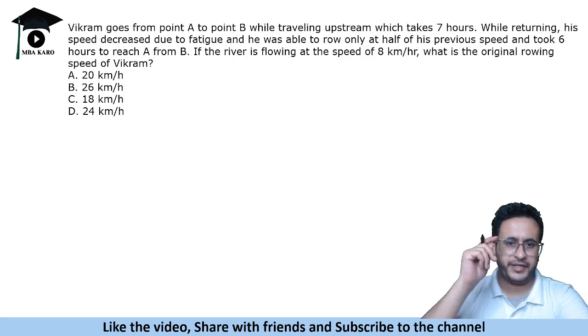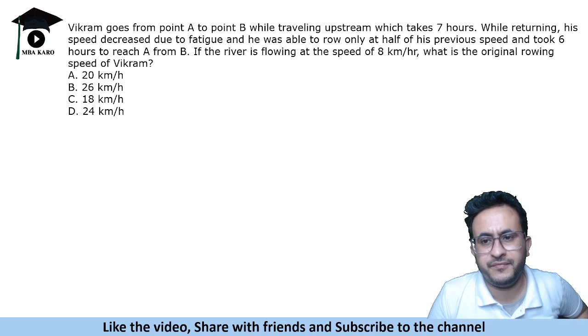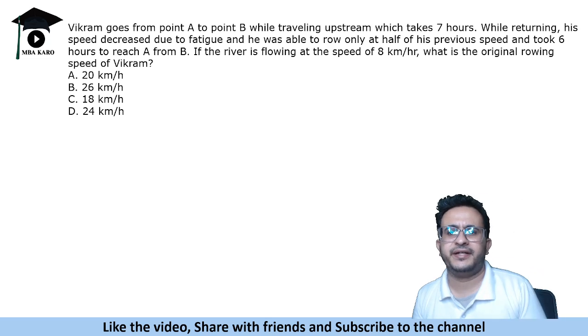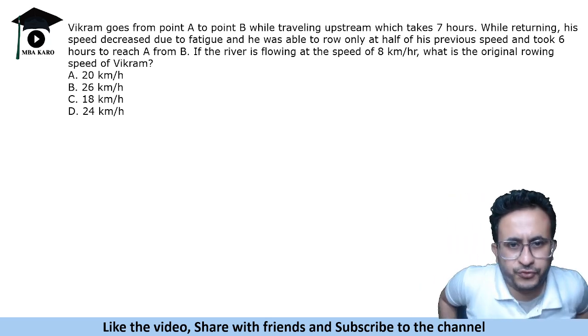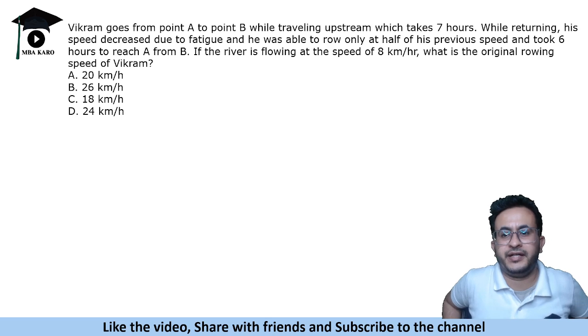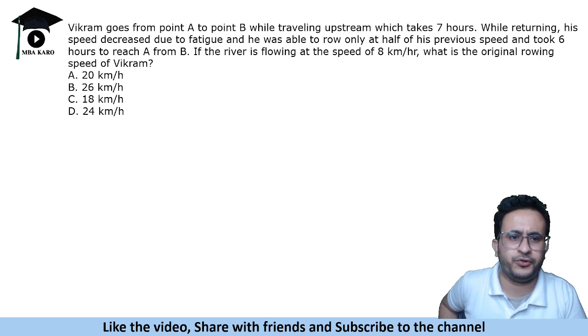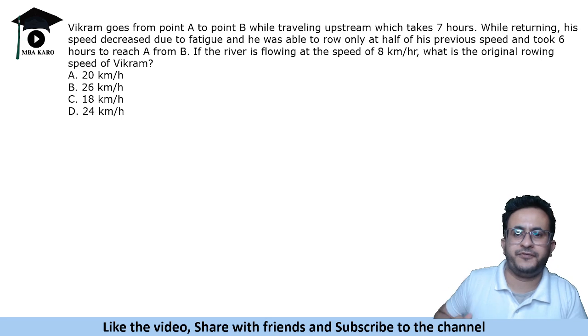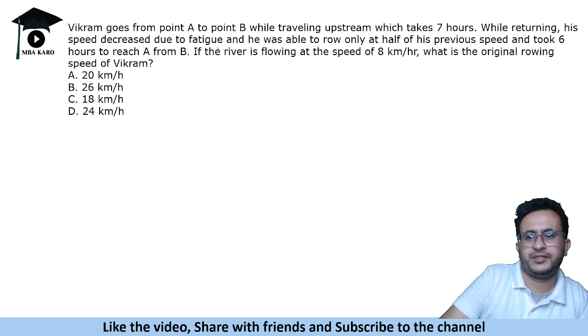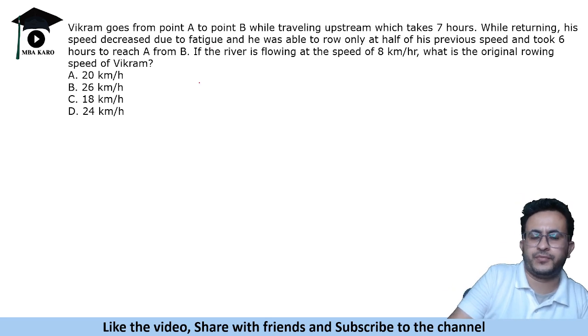Vikram goes from point A to point B while traveling upstream, which takes 7 hours. While returning, his speed decreased due to fatigue and he was able to row only at half of his previous speed and took 6 hours to reach from A to B. If the river is flowing at the speed of 8 km per hour, what is the original rowing speed of Vikram?